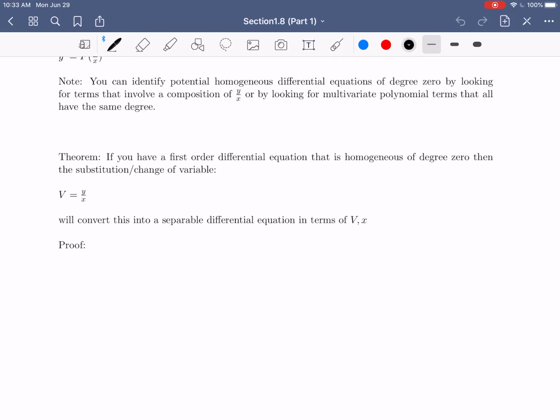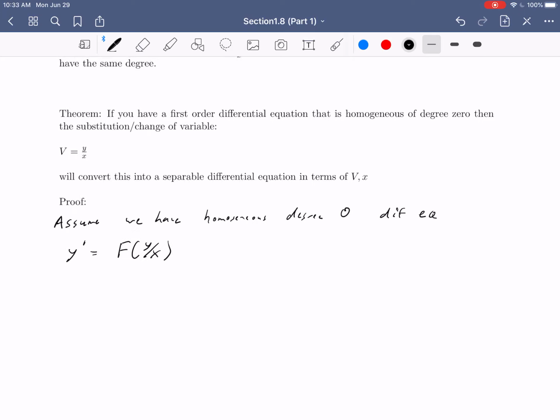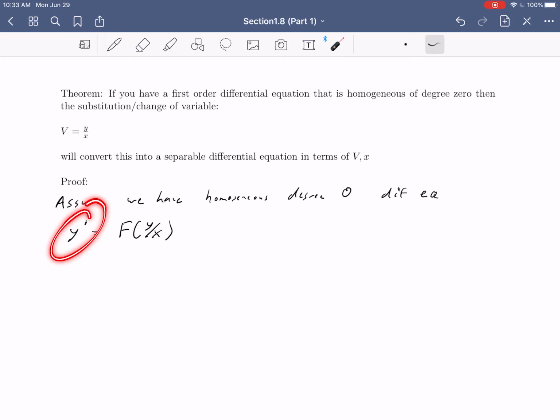So to start off with, we're going to assume that we have a homogeneous degree 0 differential equation. So we're going to assume that we have y prime equals f of y over x. And just to make it a little bit easier, a lot of times we use the shorthand y prime, but let's just write it out as dy dx to remind ourselves that we're treating y as the dependent variable, x is the independent. Again, this is just a notation change, but this notation, while a little messier, does have the advantage of showing the independent variable.